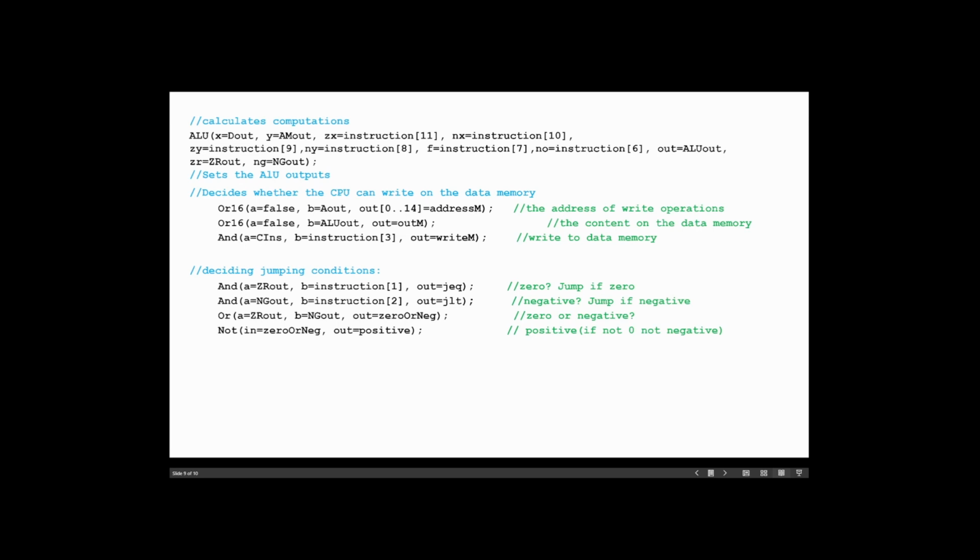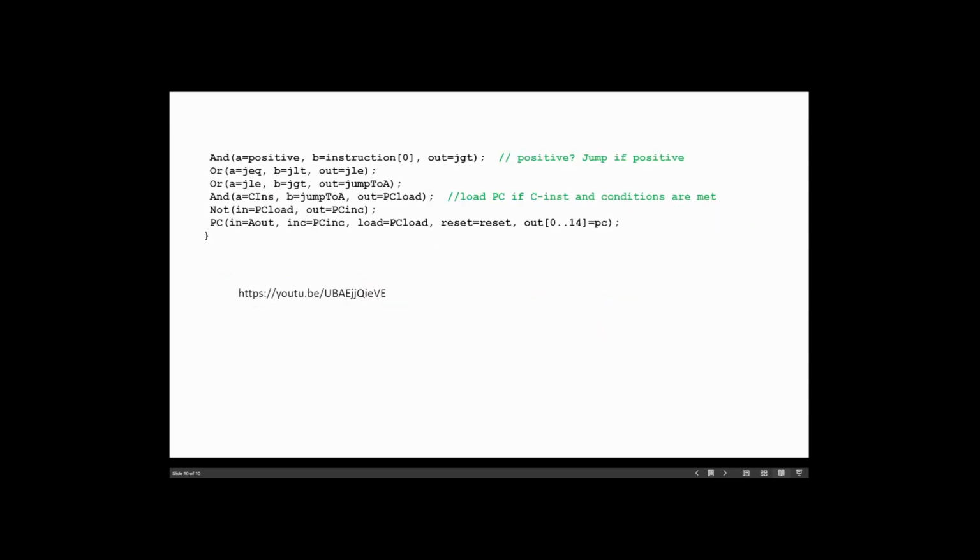It consists of input control bits, which are indicators of which function is computed on the two inputs to produce output, whereas the output control bits determine the properties of the result. The first two Or16 and the AND gate help us to set the ALU outputs in order to successfully write on the data. The next few lines determine the address of write operations.